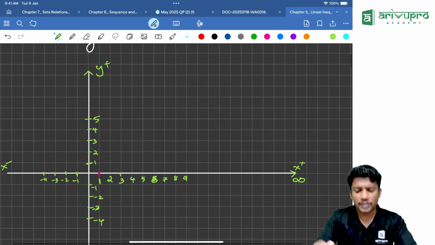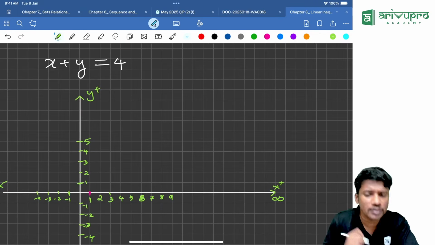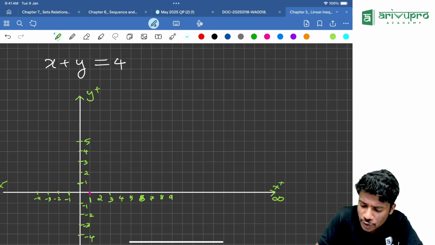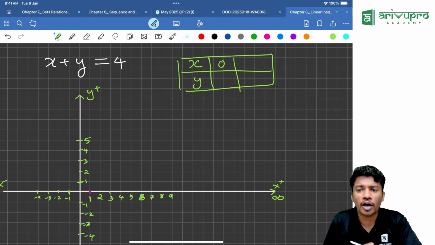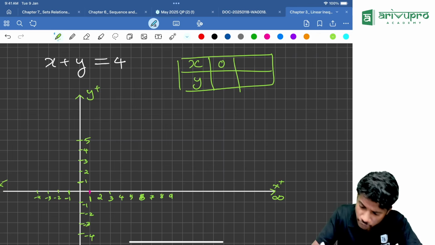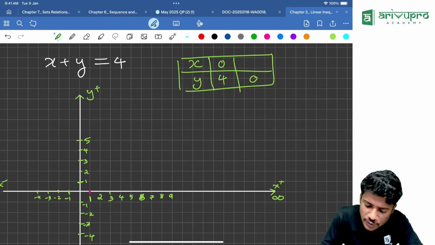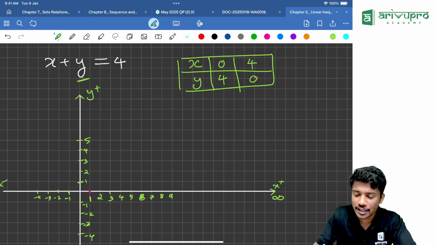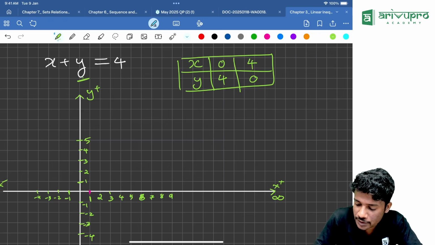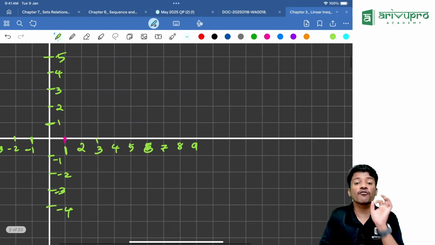Yes. Now, which equation? x plus y is equal to 4. That is the equation. How were you doing it long back? You will write x and y. When x is equal to 0, y will be equal to how much? 4. When y is equal to 0, x value will be how much? 4. So the ordered pairs are 0, comma 4 and 4, comma 0. Correct? Now first we will plot 4, comma 0.